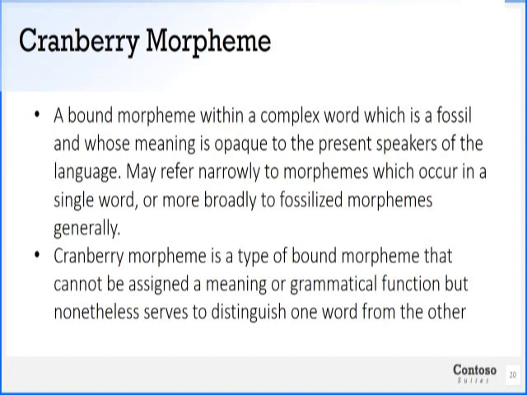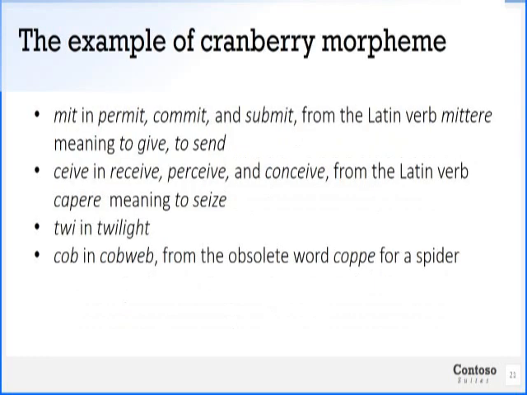That is the example of cranberry, but we also have other examples, like mit in permit, mit in commit, and mit in submit. Okay, mit here will have a different meaning when it is combined with permit, and it will also be different when it is combined with commit, or with submit, like that. Or ceive in receive, perceive, conceive, like that.